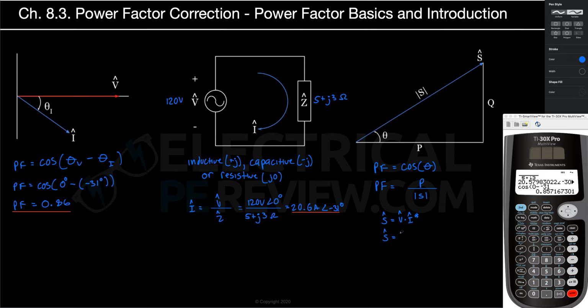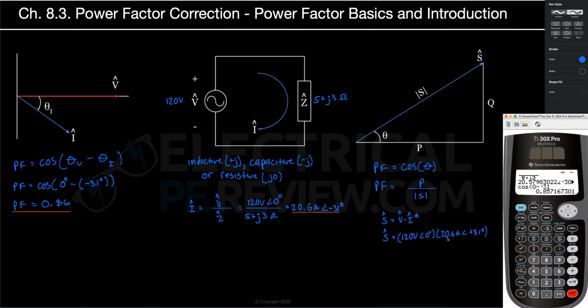So that's going to be 120 volts, angle 0, times 20.6 amps at an angle of, normally it would be negative 31 degrees, right? That's the angle of our current, but now we've got the conjugate. So we've got to change the polarity of this angle. We're going to make it positive.